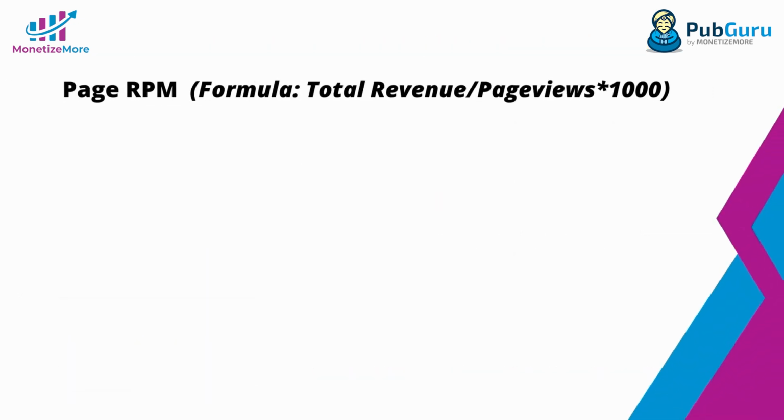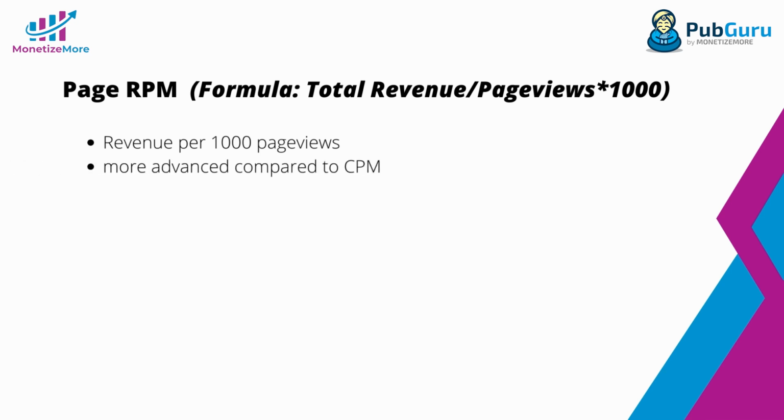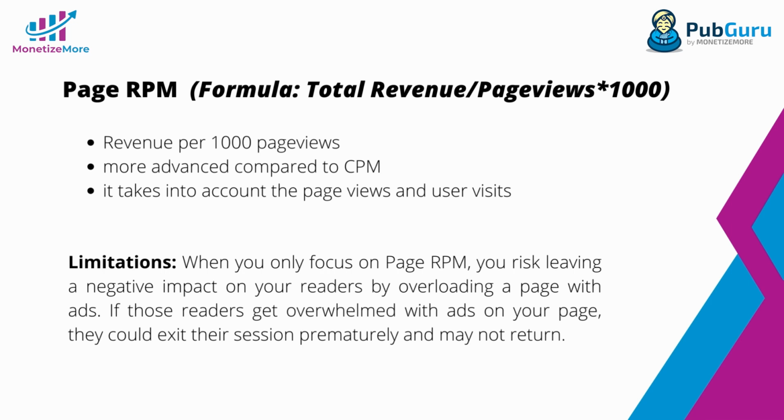Now let's talk about page RPM. The formula for page RPM is total revenue divided by page views times 1,000, or revenue per 1,000 page views. This is more advanced compared to CPM because it takes into account the page views and user visits. The only limitation is, when you solely focus on page RPM, you risk leaving a negative impact on your readers by overloading a page with ads.